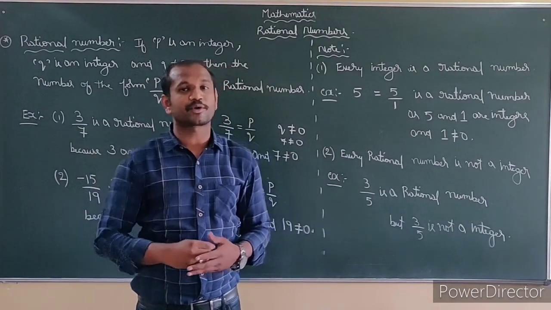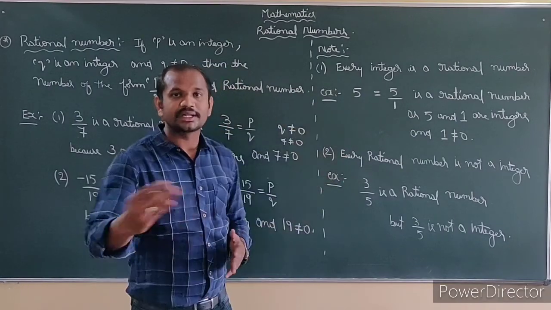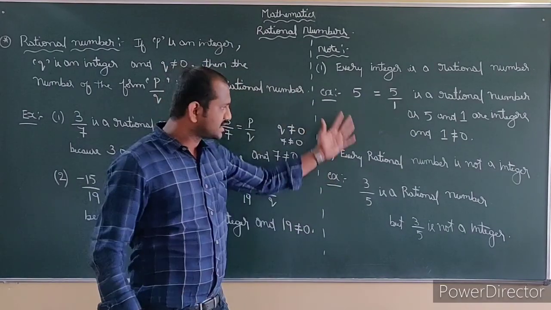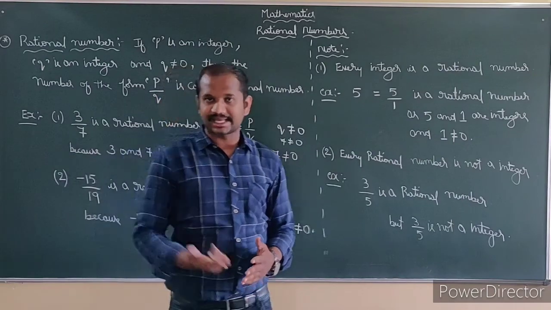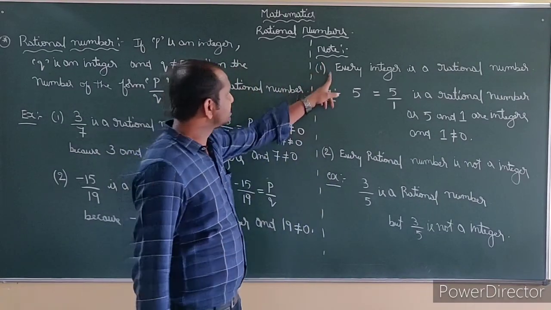Then only we can solve the problems regarding this rational number. So let me tell you orderly what those are. If you understand these notes, definitions and examples, we can very easily solve the problems. What is the first note?